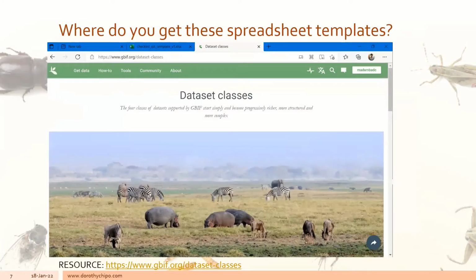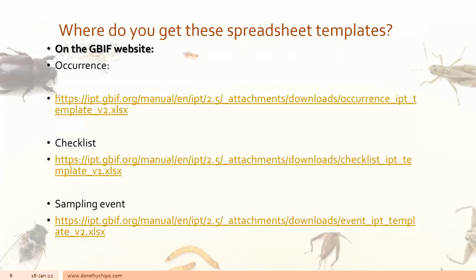Where do you get these spreadsheets? So these spreadsheets, the templates, are actually available online. On this website, the link that I've put on the side, you can get it in the PDF. You get a page like this one, and you scroll down, you get all the classes and their templates. And I've also singled out the actual download links to the templates that we're talking about today.